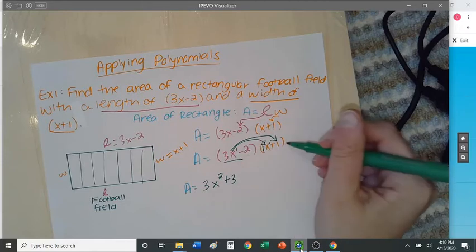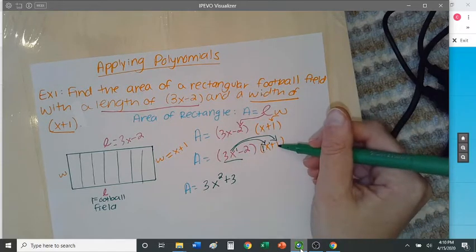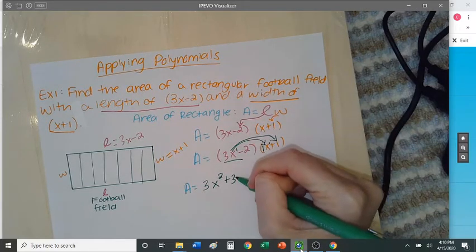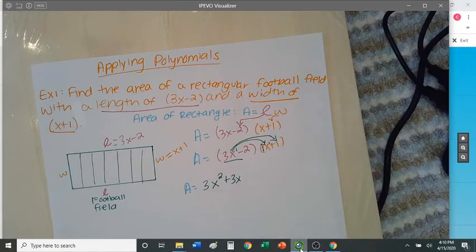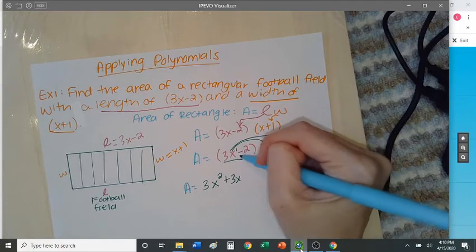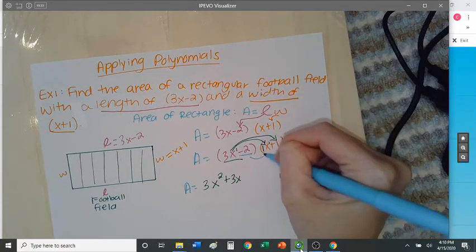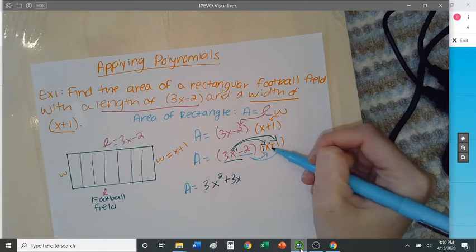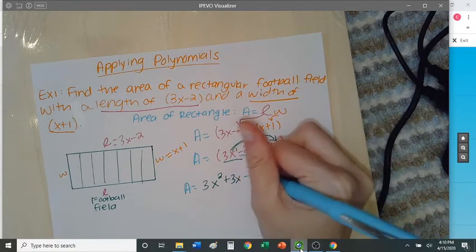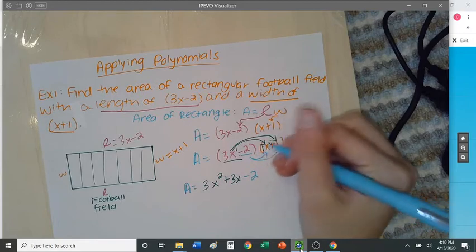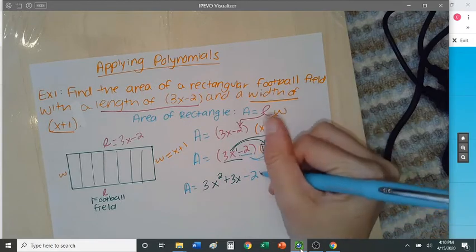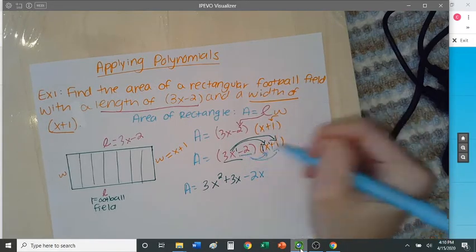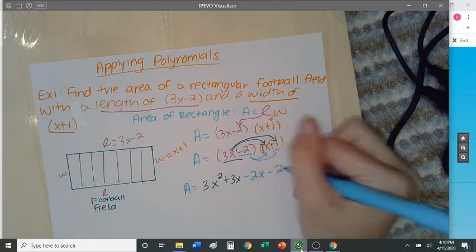And then I don't have anything to multiply the x to my second term. So I'm just going to bring on down that x. Okay, and then I'm just going to do the same thing in my second parenthesis. So I'm going to distribute this negative 2 to both terms. So negative 2 times 1x, well, negative 2 times 1 is negative 2. I don't have anything to multiply to my x, so I'm just going to bring it on down. And then negative 2 times 1 is negative 2.